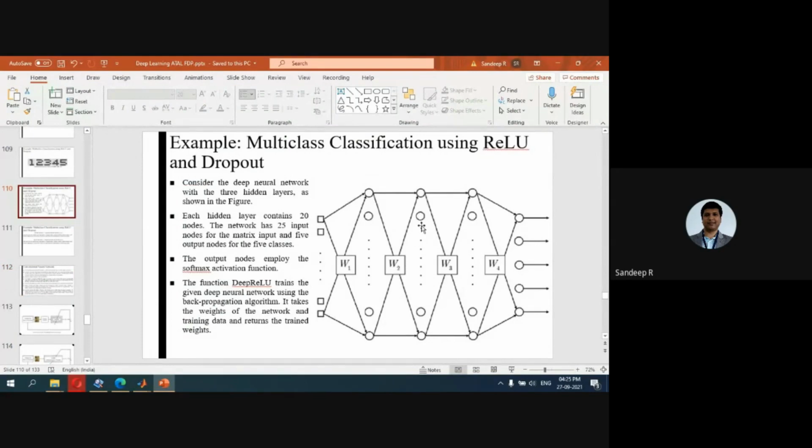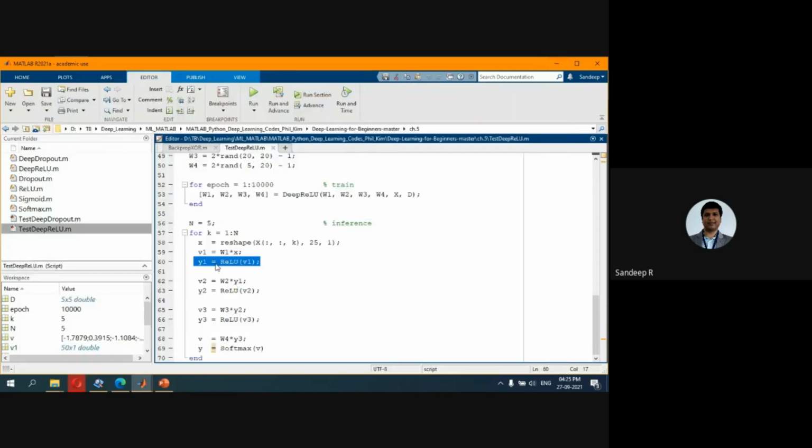Weighted sum of the inputs, ReLU activation function. Weighted sum of the inputs, ReLU activation function. At the last output, weighted sum of the inputs, softmax function. That's the only difference. So ReLU, then ReLU, weighted sum of the inputs, ReLU, and then weighted sum of the inputs and softmax.